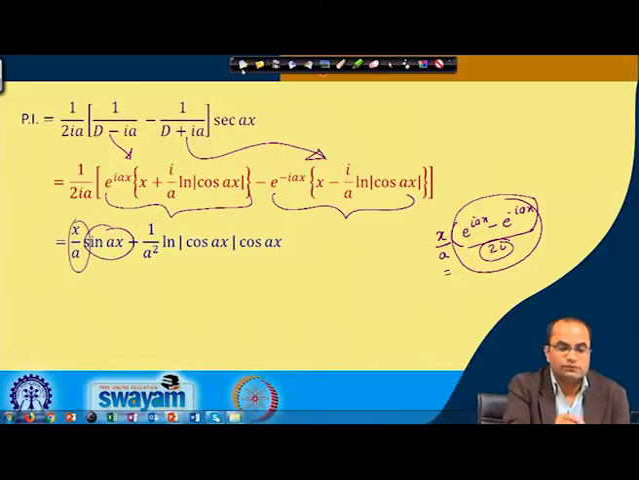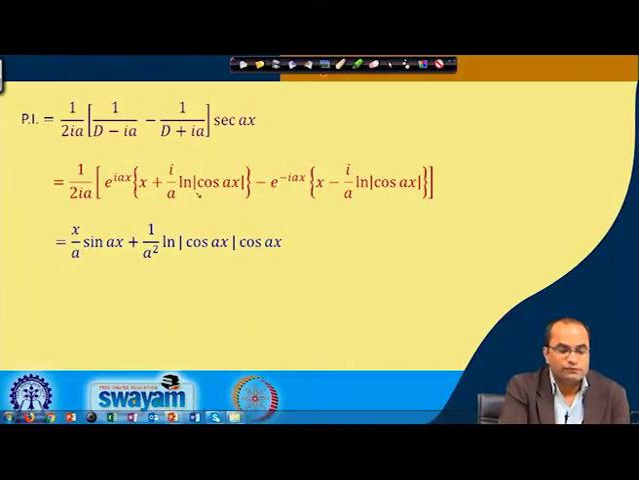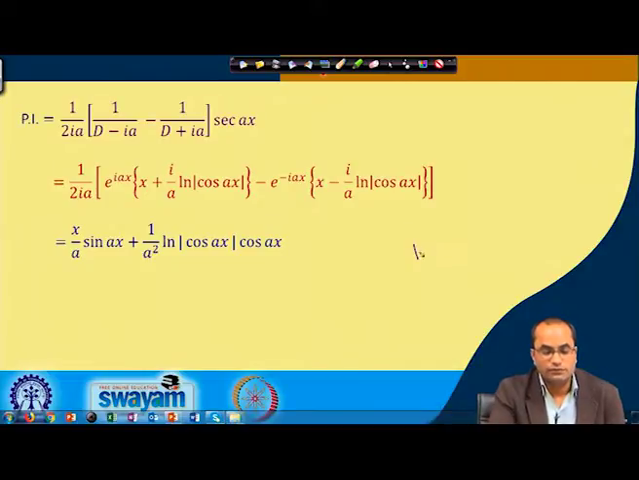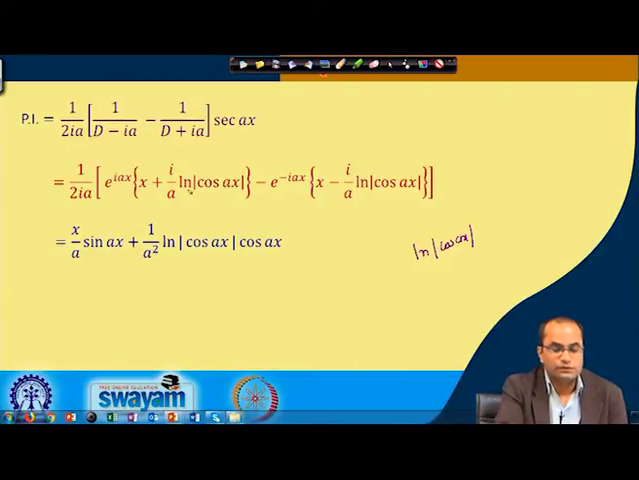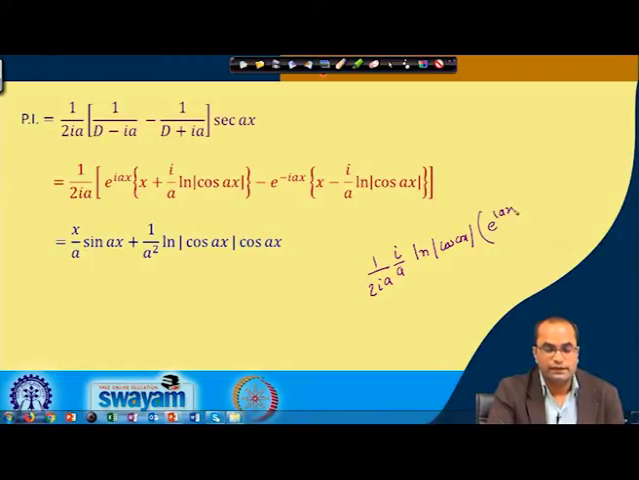So, this is the first one, and for the second one, we have again a common term, the log of cos ax, which we take common from the two. So, this will also be plus i over a, and this is also i over a. So, here i over a and outside is 1 over 2ia, and then we have, having taken this common, e power iax, and with plus sign e power minus iax.